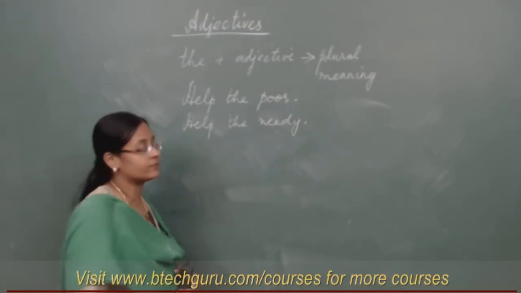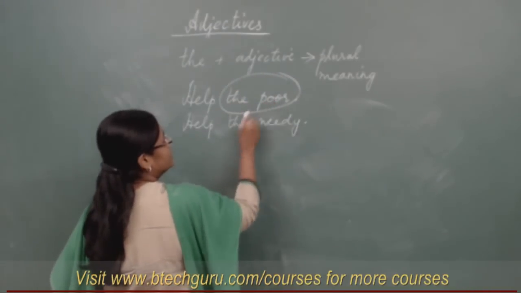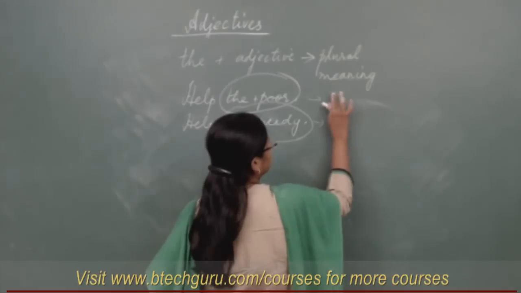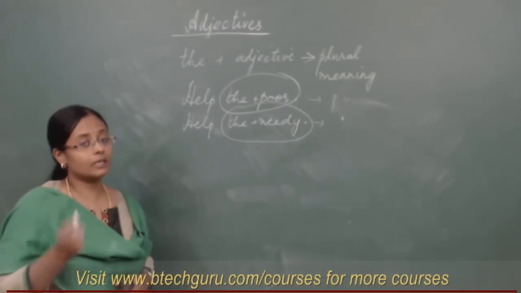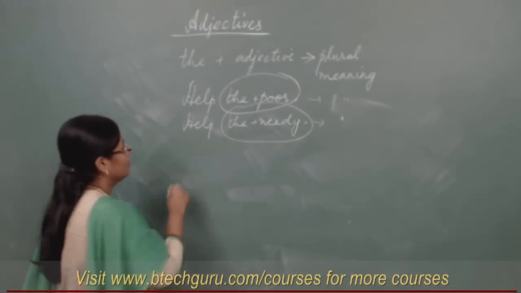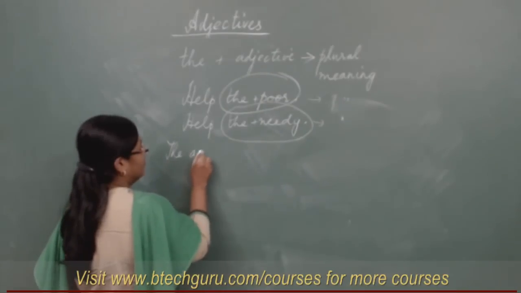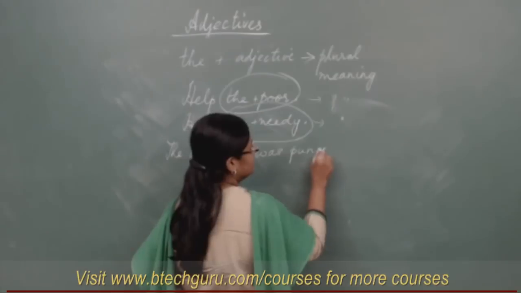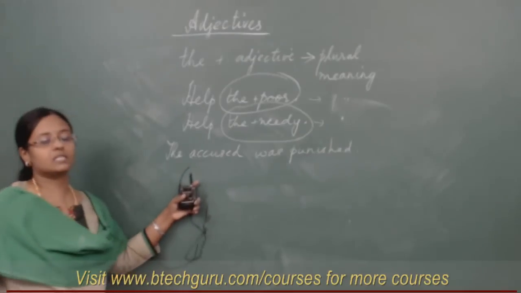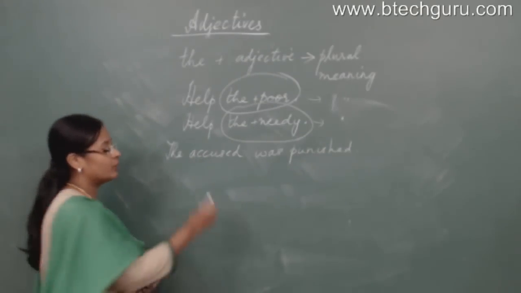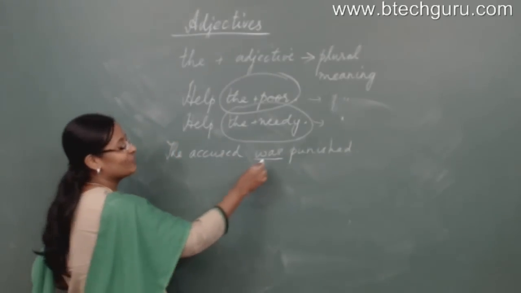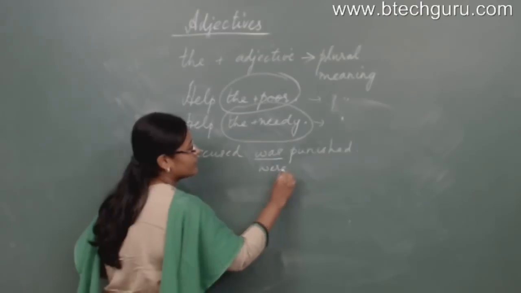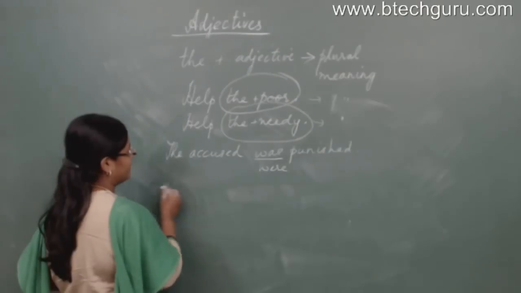But we stop with the adjective. So this, the plus adjective, gives the plural meaning. Yes? But it can also mean a singular noun. When you say the accused was punished, here in this sentence, this stands for a singular noun, the accused person. Why? You have a clue here. The verb tells you that this is a singular noun. Otherwise, if it is plural, it should have been were, then.